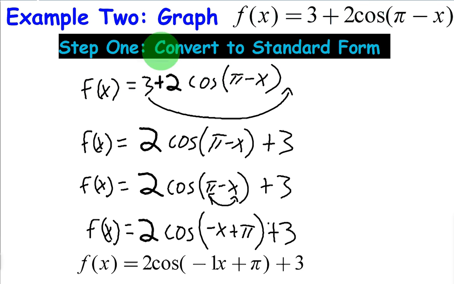So step one, just like in the last example, we're going to convert to standard form. We want this 3 to go to the end because that's our d value. We want this 2 to come first because that's our a value. And then we want to switch the pi and the minus x because we want our x to come first and then plus pi. And then don't forget, since it's negative x, make that negative 1. Now we can see a, b, c, and d.